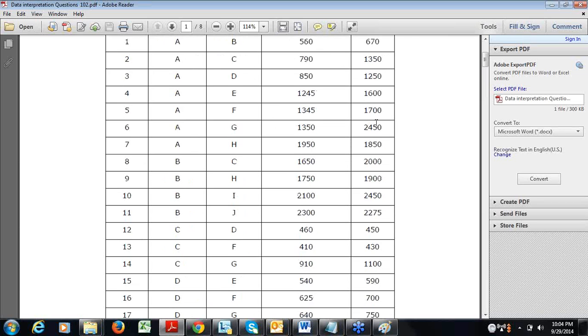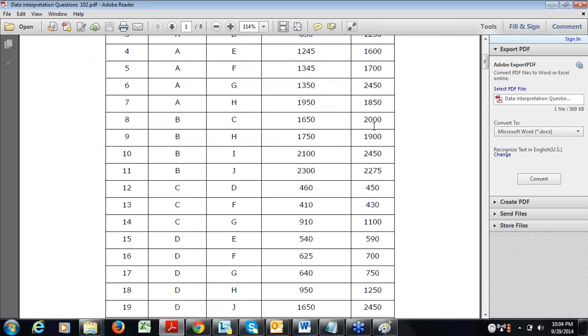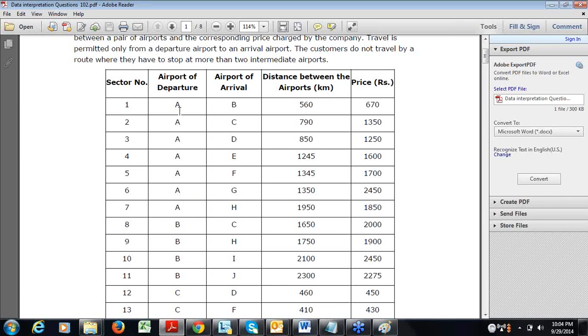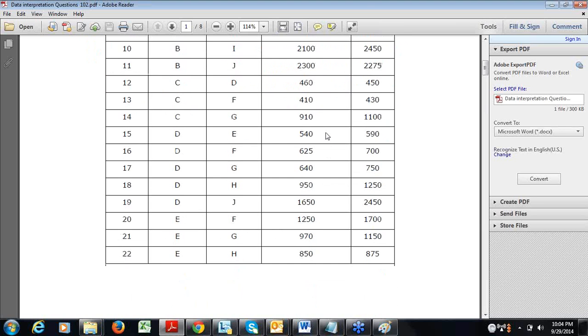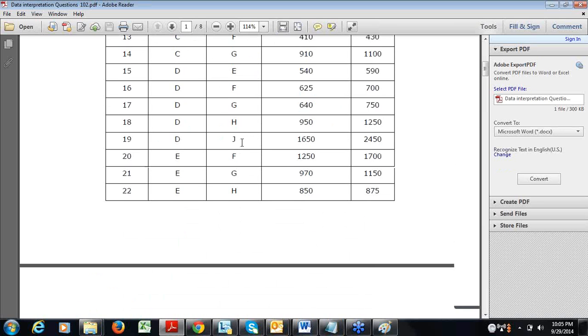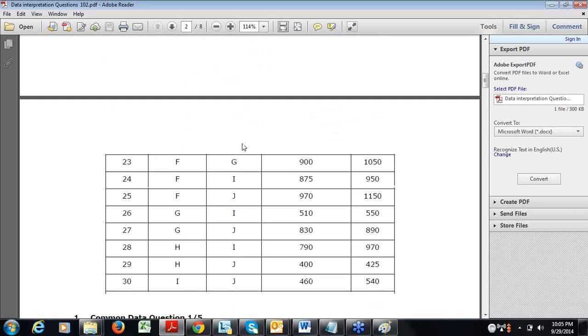Now there is a lot of data here which needs to be looked at. What has been given? From departure airport A to arrival airport B, the distance is 560 and the price is 670. Similarly, from A to F, the distance is 1345 and the price is 1700. Okay, now let's go to the questions. What is the lowest price in rupees a passenger has to pay for traveling by the shortest route from A to J? Now we have to find out the shortest route from A to J.